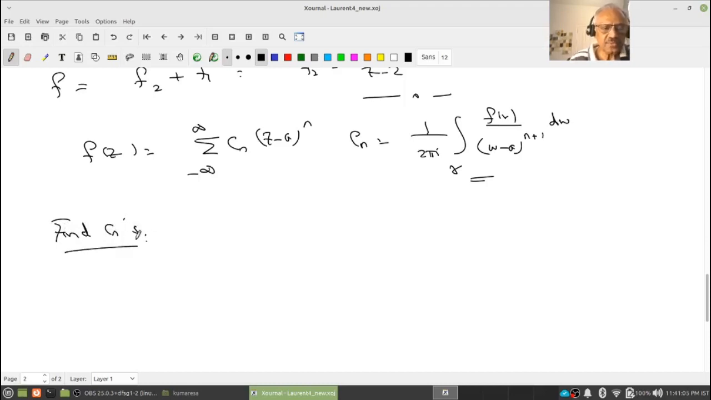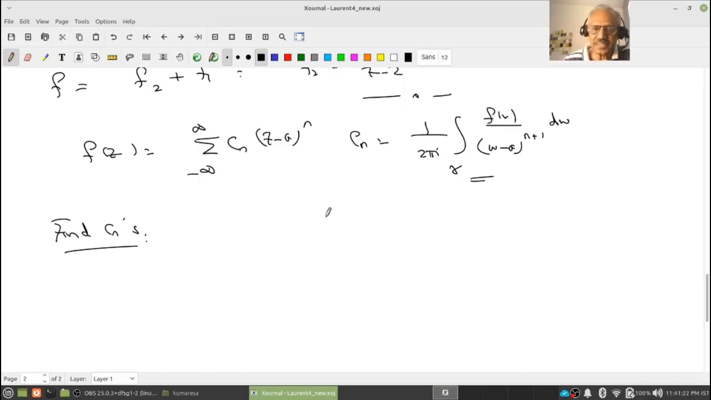But as you know, integration is always difficult. Estimating integrals is easy, but computing them is very difficult, and there too path integrals. So it's tough. But in this case, let us see whether we have already found out what the c_n's are.